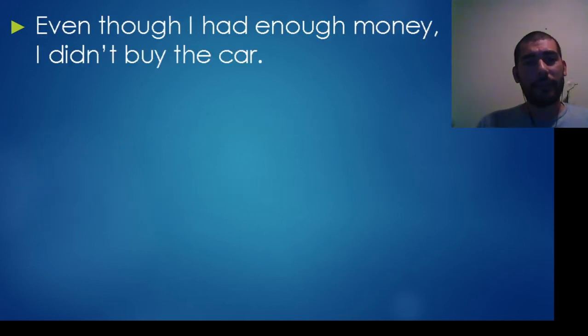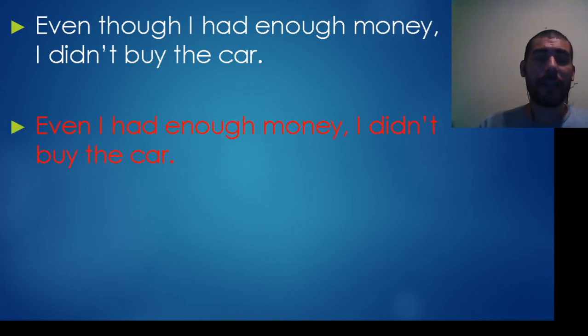And we have, even though I had enough money, I didn't buy the car. And here's the mistake. Even I had enough money, I didn't buy the car. And this happens a lot. So please, if you're trying to use even though, make sure you add the though. If you don't, it will be incorrect. Teachers really don't like this. This is known as a comma splice.